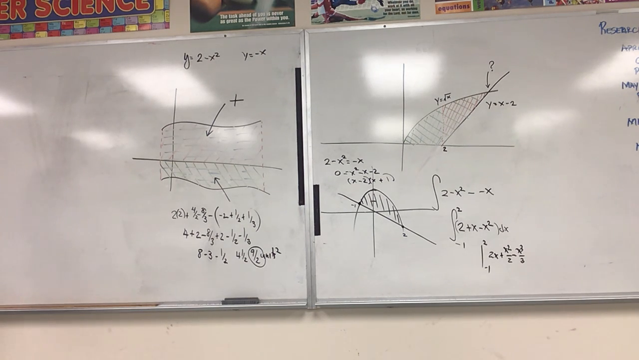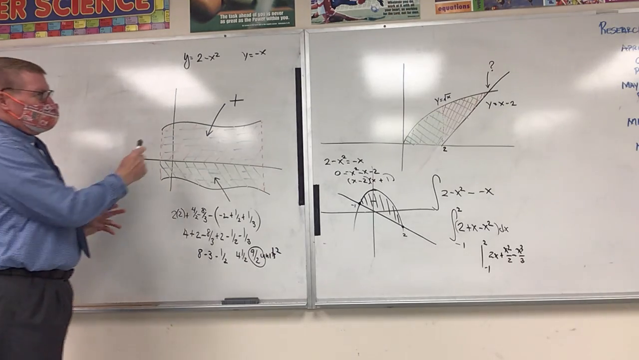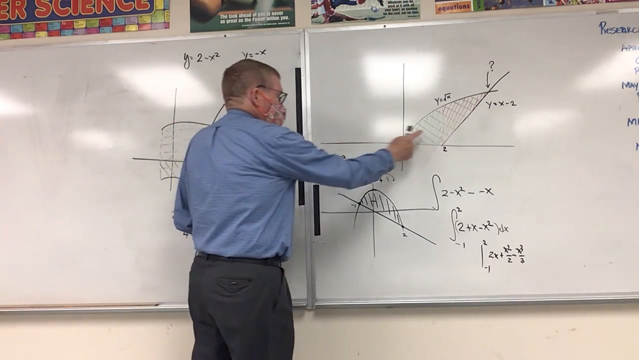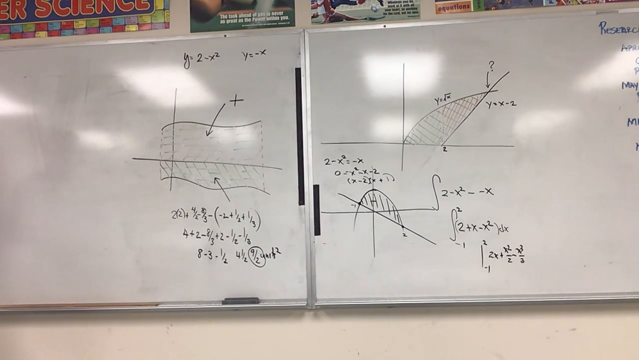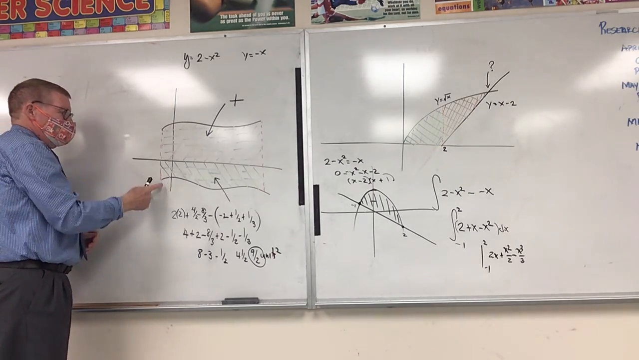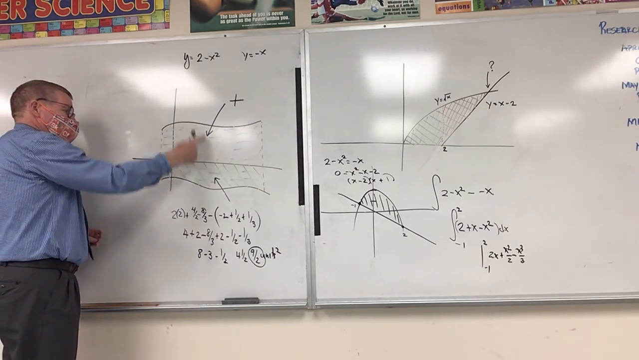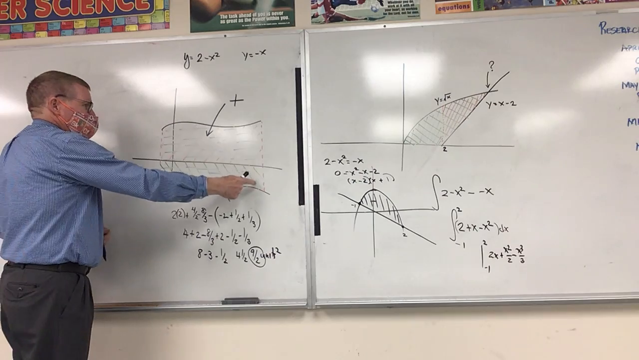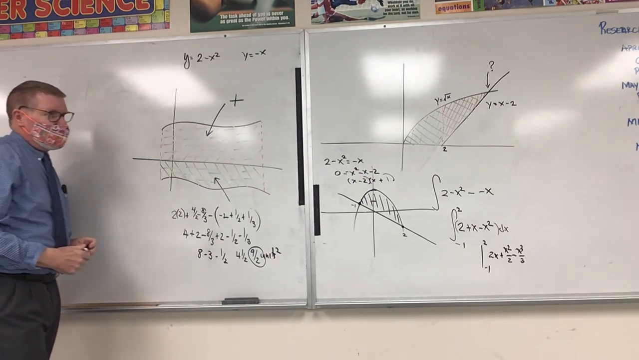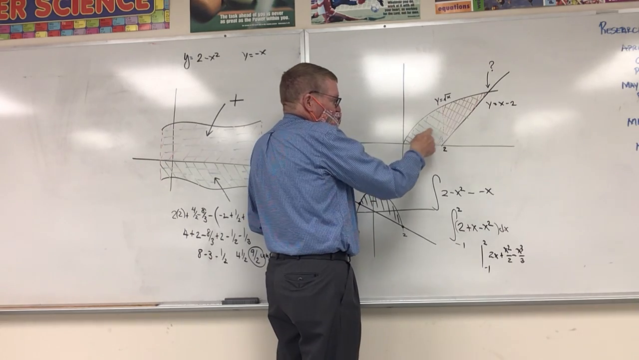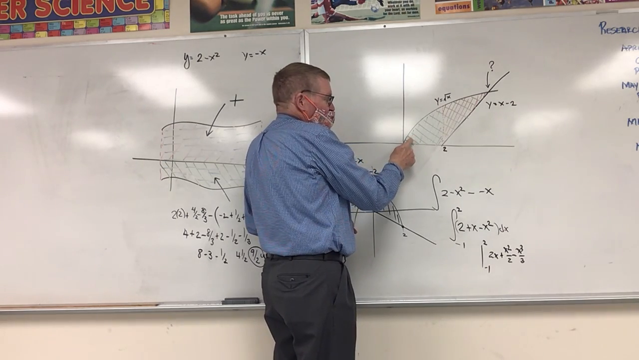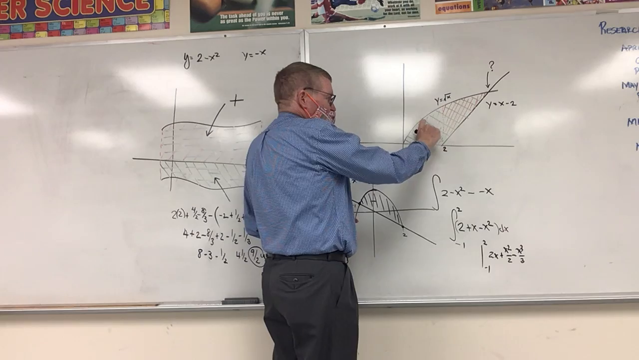The area between two curves. Now, if you notice the difference in two diagrams here, this diagram and this diagram, we're still trying to find the area between the two curves. If you notice here that there's always a space directly in between the two curves. If you look at this one here, there is a space between the two curves here, but when we get to here, there's no space in between the two curves.